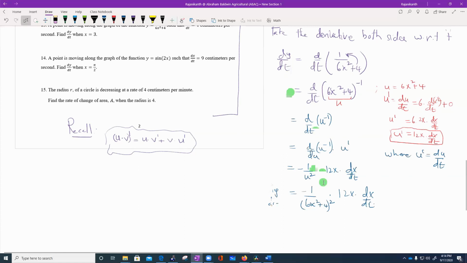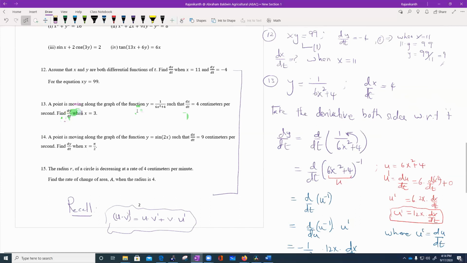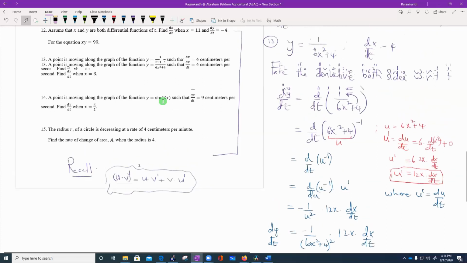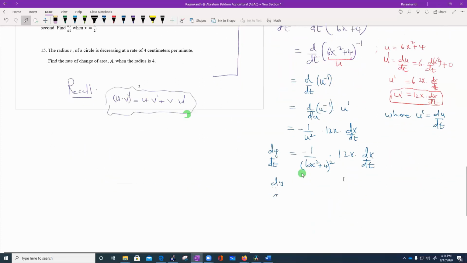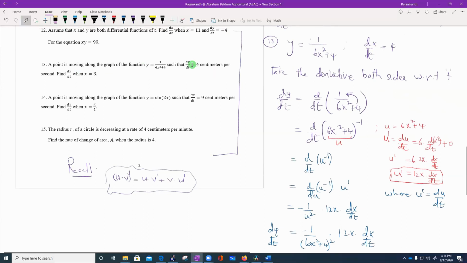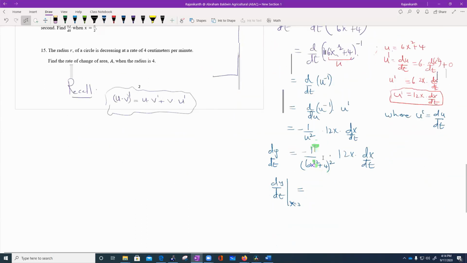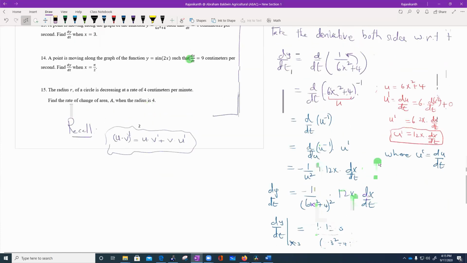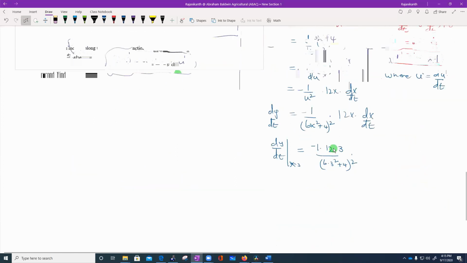Okay. Now what is the question actually? The question was finding dy over dt when x is 3. But we know dx over dt is 4 all the time. So I'm plugging all these values into the function and finding dy over dt. My dx over dt was 4. So simply plugging those values, you will get negative 1 times 12 times x, which is now 3, over (6 times 3 squared plus 4) whole thing squared, times dx over dt, which was 4. That's it. Simplify this and find the answer.